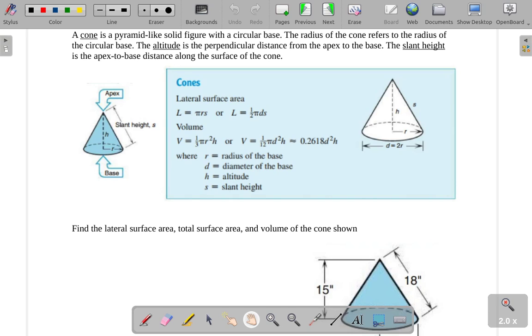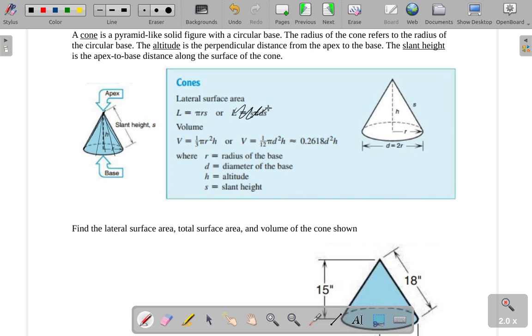The cone is what we get when we have a circular base and an apex, and we treat it very similar to a pyramid. So we extend the side from each part of the base to the apex, and we end up with a shape like this. It's a cone. With a cone, we can describe things like the lateral surface area again.